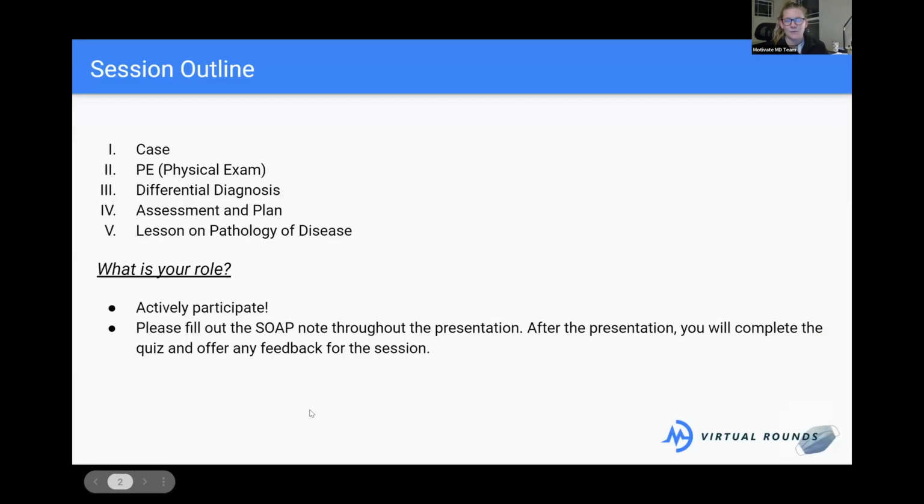As always, we'll go through a case, and that will include a physical exam and differential diagnosis. We'll go through an initial assessment and plan, and then we'll do a little lesson on the pathology.